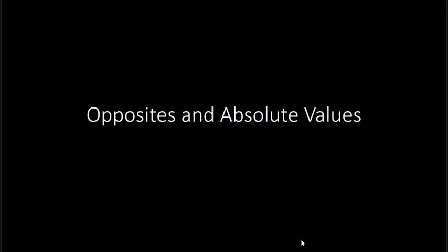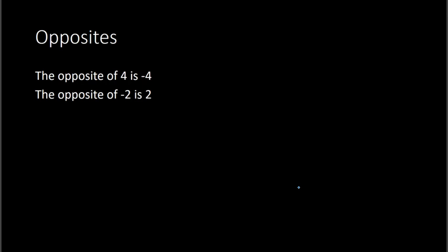In this video, you will learn about opposites and absolute values. Now, opposite simply means you're changing the sign of something. So, for example, the opposite of 4 is going to be negative 4. And the opposite of negative 2 would be positive 2. So not too bad. With 0, just be careful. The opposite of 0 is just going to be 0.